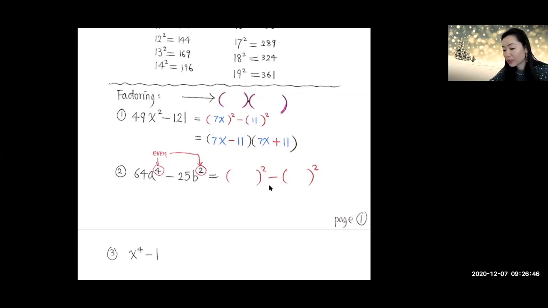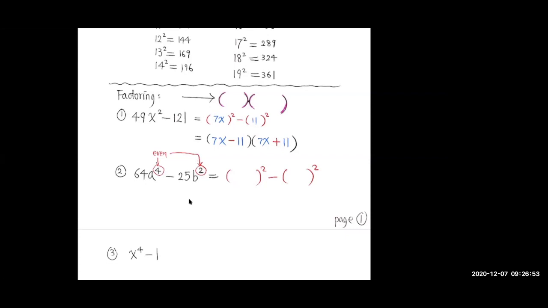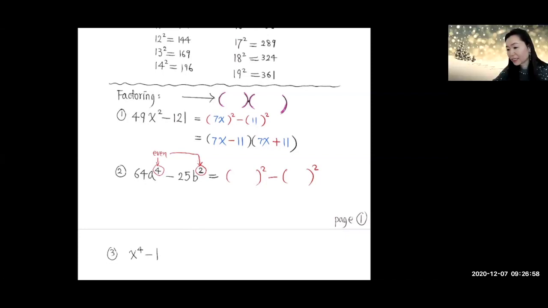Are you guys able to see my screen? Yes? Yes. Okay, good. Yeah, I think so. You're able to see it.